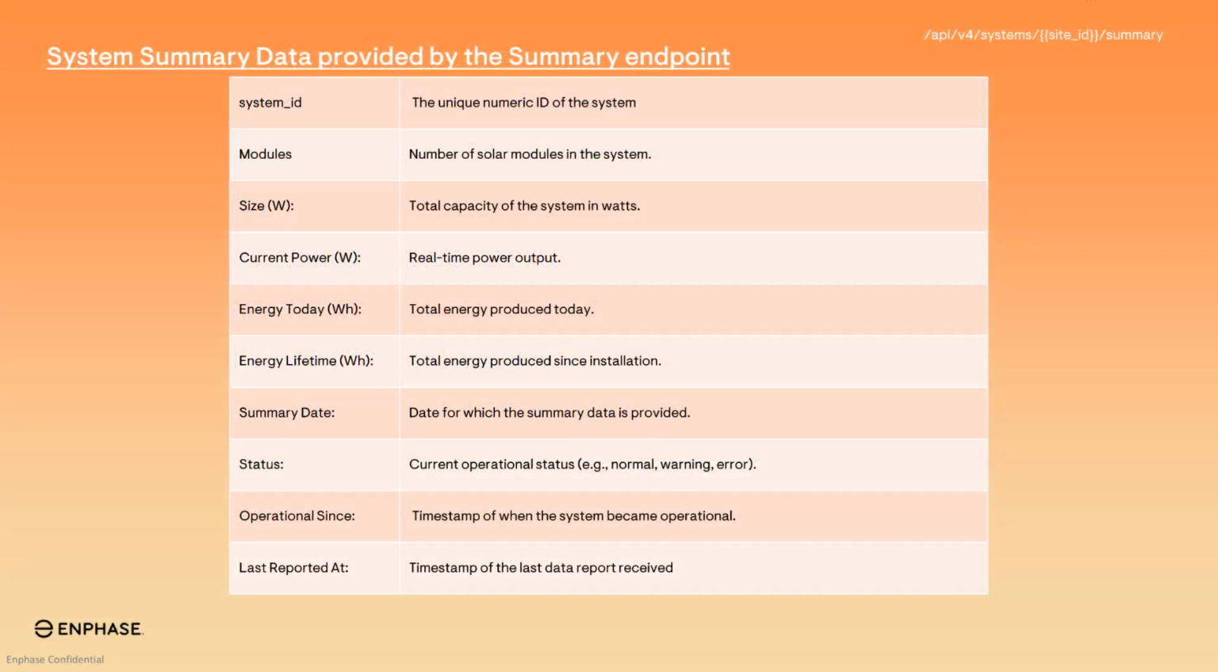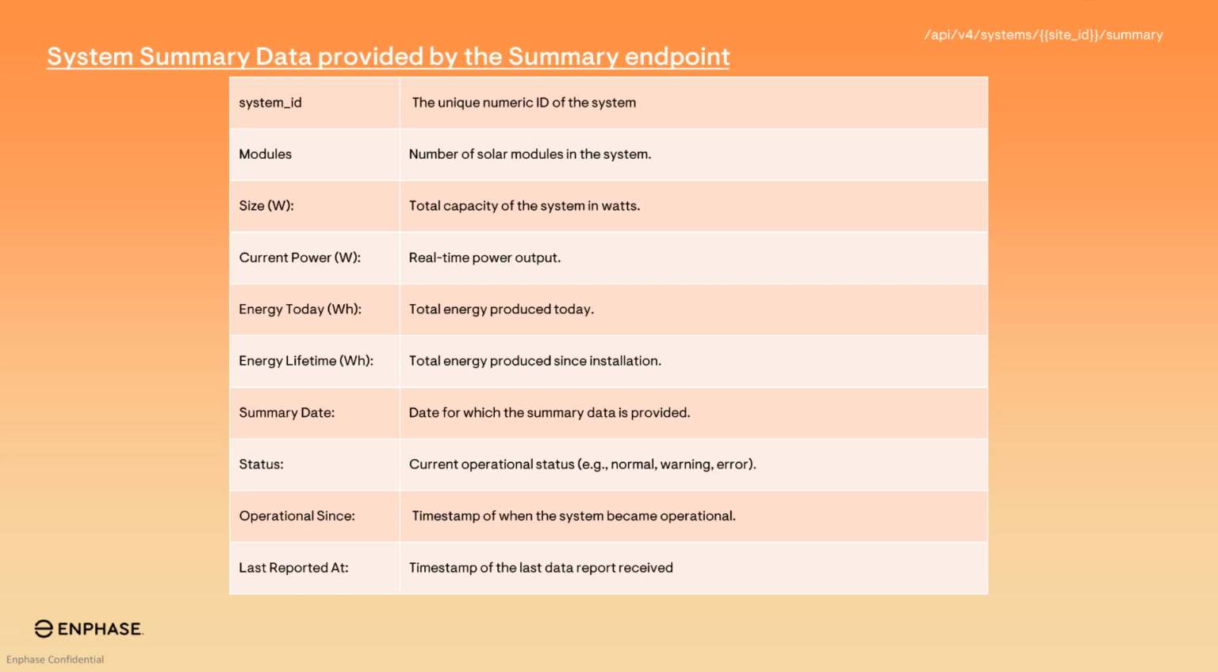The summary endpoint retrieves the following system details. System ID is the unique identifier for the system. Modules indicates the number of solar modules there are on the system. Size shows the total capacity of the system in watts. Current power shows real-time power output in watts.